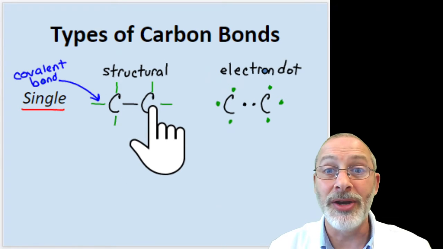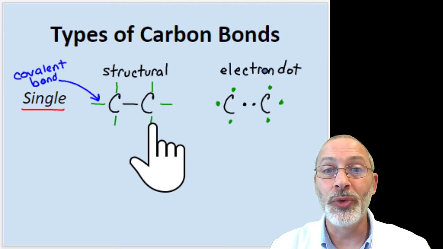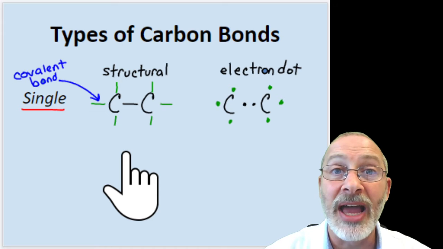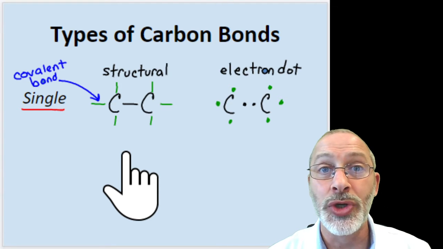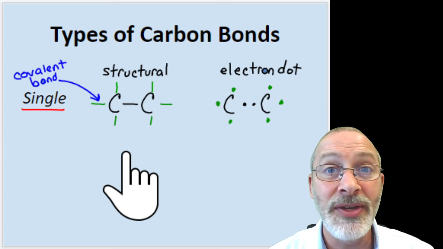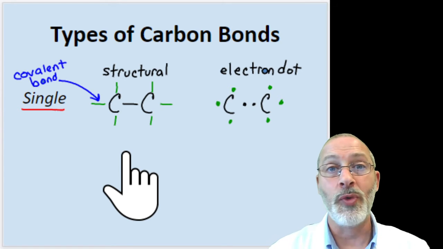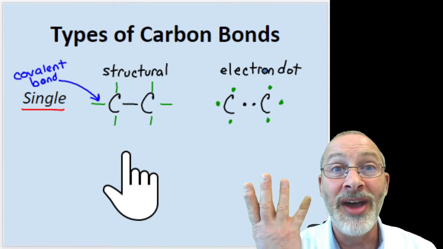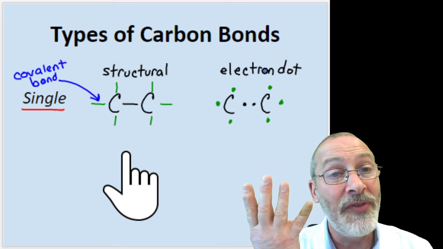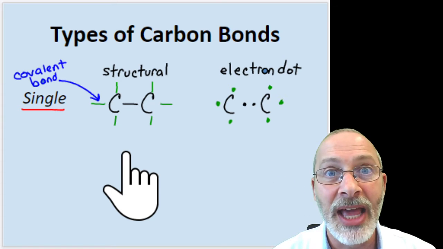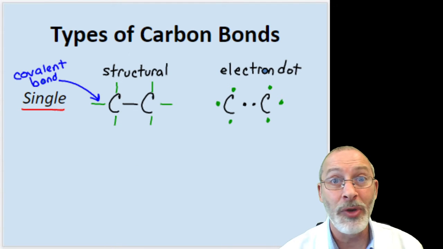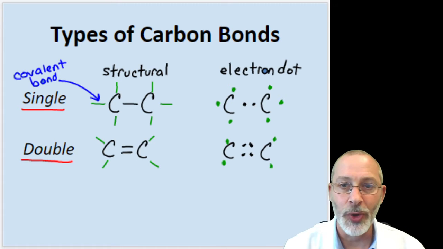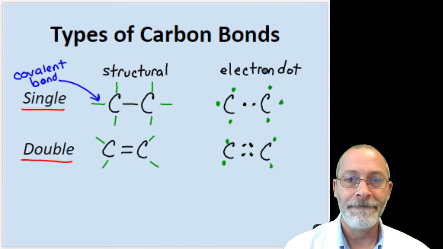Check out this carbon here. 1, 2, 3, 4. Get in the habit this week of counting the lines coming out from every individual carbon atom. You can't have less than 4. You can't have more than 4. You must have 4 and 4 alone, because 4 is the number of covalent bonds that form from 4 valence electrons. So what's the magic number in organic chemistry, everybody? 4. Let's go on to the next illustration here.